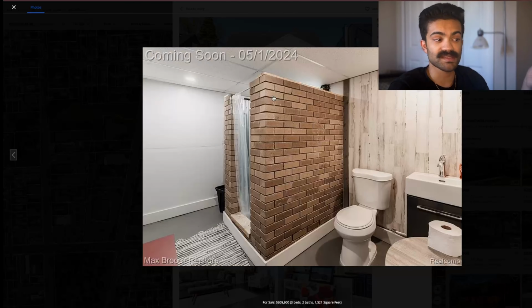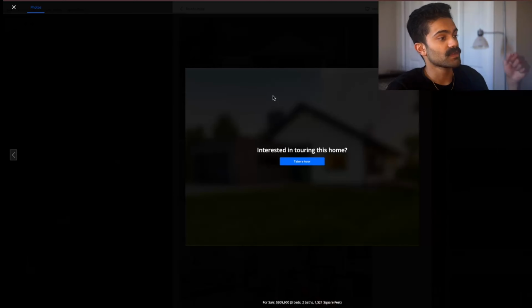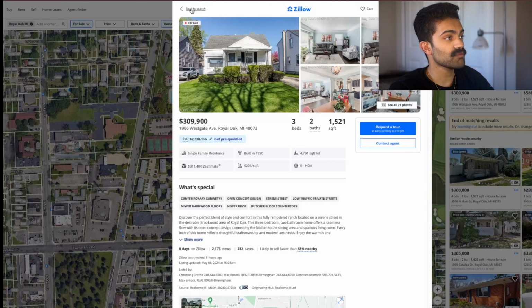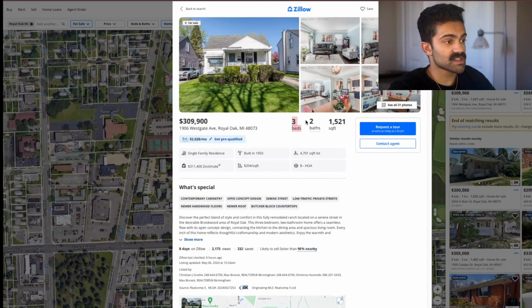These are the type of properties that sell quickly in this type of market where the interest rates are super high and people are going to be picky on what kind of homes they buy. So we want to figure out, is this property really worth 310K? The way we do that is look at properties similar to it. So this is 3 beds, 2 baths, 1,500 square feet.